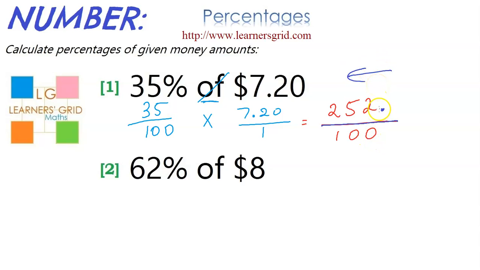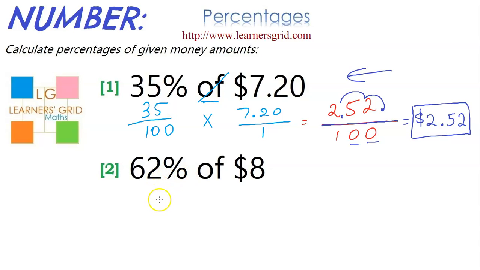How many place values will it go? Well, just count up the number of zeros in the denominator if it's a multiple of 10. So 1, 2. It'll go here. And therefore, the final answer becomes 2.52, and it's money, so $2.52.